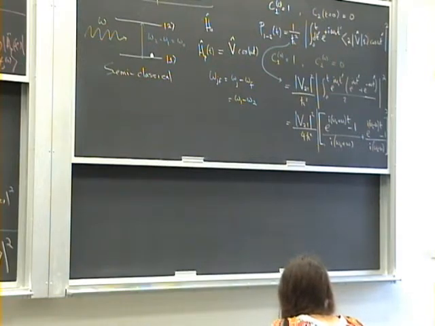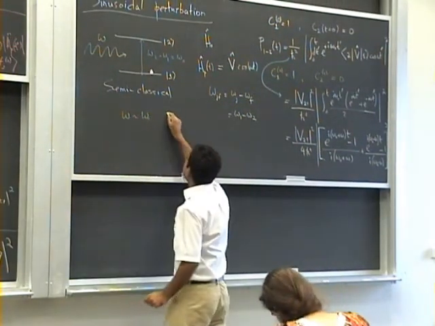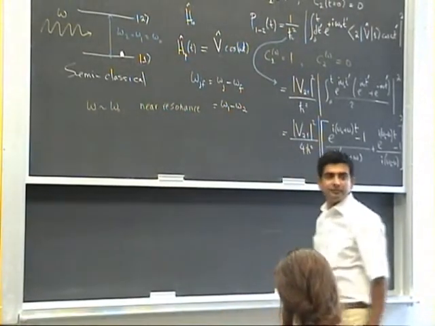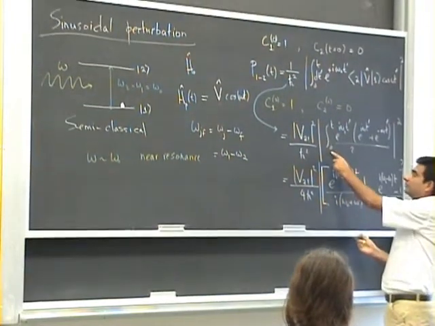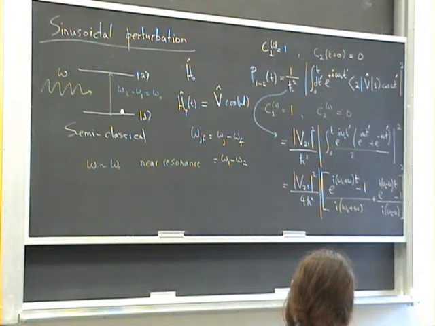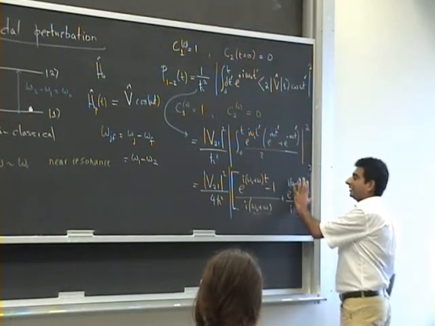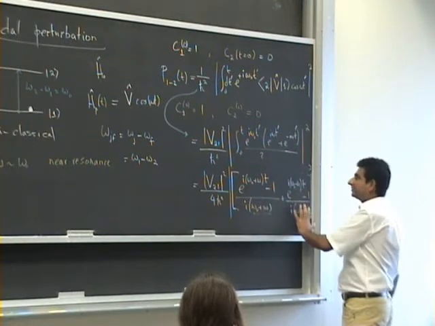Now let's make an approximation. Let's assume that our omega is close to omega naught, which means that we are near resonance condition. Sorry, there is a minus 1 in the integration limits as well. Okay. Let's assume we are near resonance. When we are near resonance, omega naught minus omega is a small term, and omega naught plus omega is a much larger term, which means that this small term will dominate. Because this is a small term in the denominator, this will become a big term, so this big term will dominate.